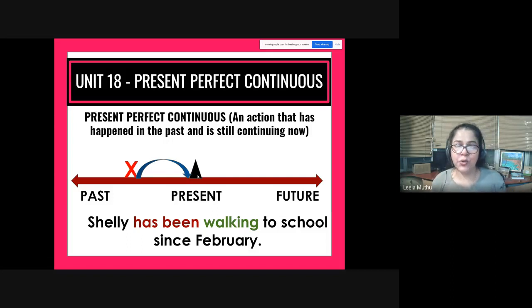Okay, so Shelley has been walking to school since February. So since February, she started walking and she is still walking to school, meaning she's not taking the really long walk. Okay, every day she walks to school since February. So an ongoing action which started in the past and is continuing. Started in the past, in this case in February, and to the present day, the action is still continuing. Even now that it's April, she still continues to walk to school. You understand, children? This is pretty simple.